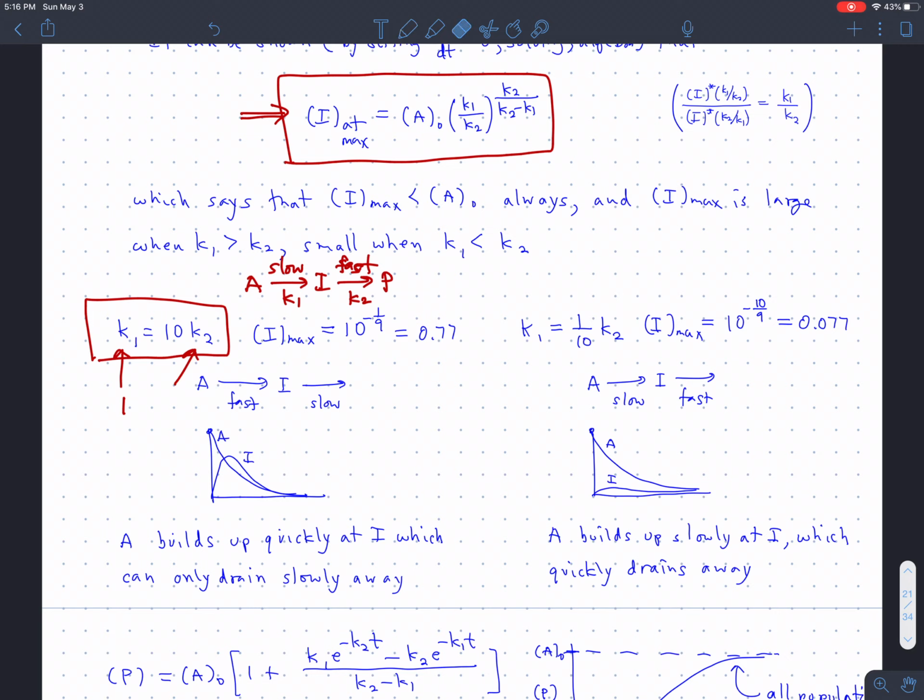Sorry, I have it backwards. K1 is the fast one. It's 10 times faster than K2. So this is the fast one, and this is the slow one.